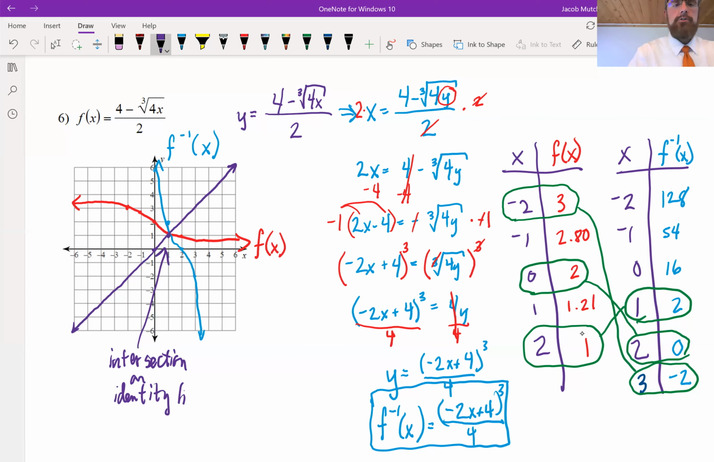The other feature that we're looking to see is, do I see the reflection across the identity? So there I see that if I folded the original red f of x over the identity, it would land on top of the blue curve, which is the inverse. Same here, if I folded the inverse over the identity, it would land directly on the original.